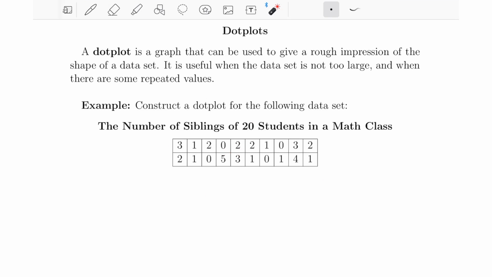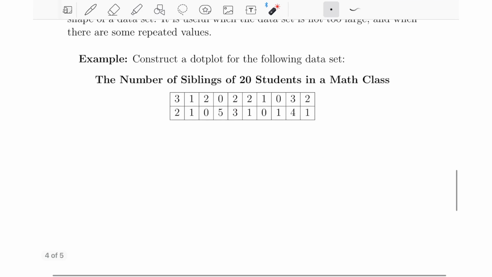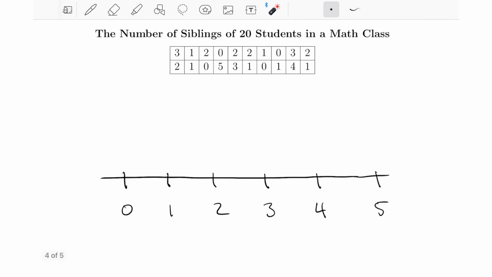So let's construct one. We're going to start by just drawing one axis, a horizontal axis, and we're going to number it 0, 1, 2, 3, 4, 5.